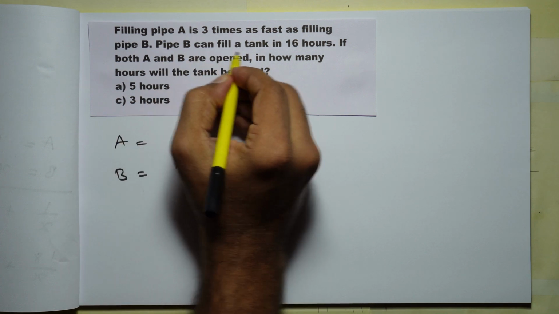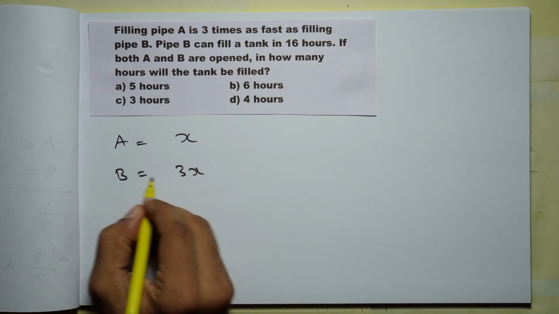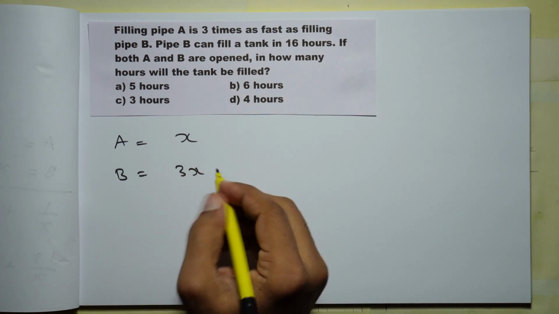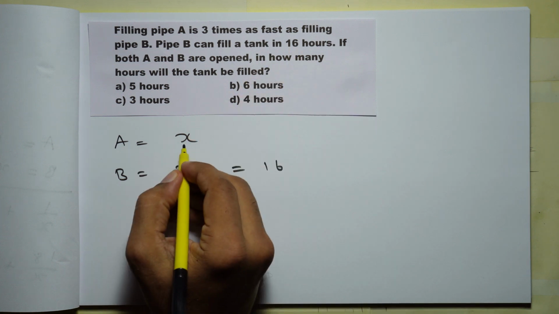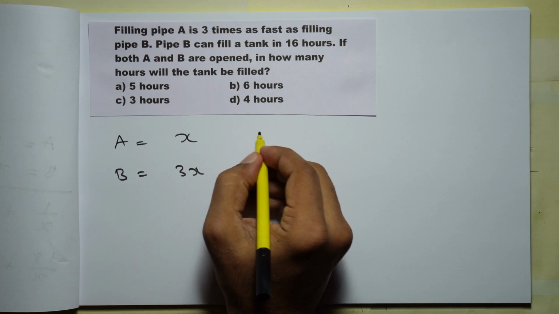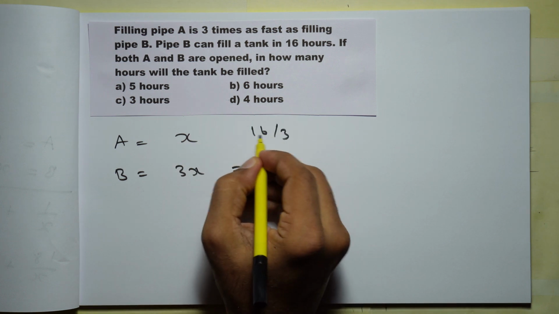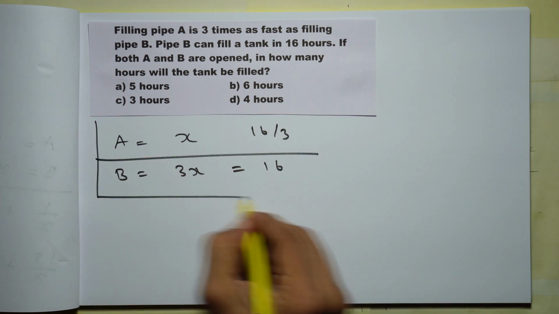Now pipe B can fill the tank in 16 hours. So we have got that B can fill the tank in 3x hours and that is equal to 16. And A requires only x hours. That is 1/3 of this. 1/3 of this will be, A will require only 16 by 3 hours. So this is the initial data that we are getting.